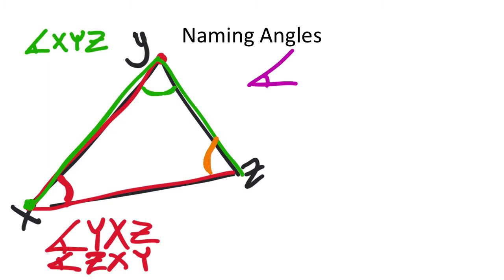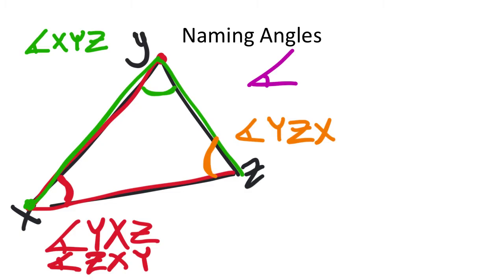Or this angle, I'll put in orange. That would be angle YZX. And again, just naming these is pretty crucial because when we use 3 letters, it very clearly tells whoever's looking at this diagram exactly which angle we're referring to.